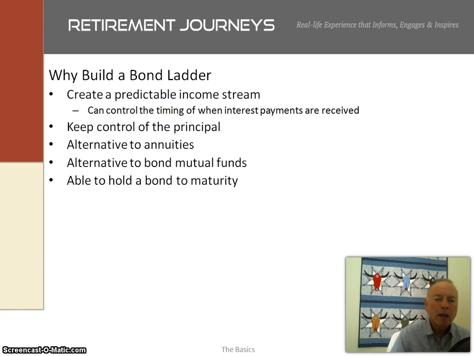And when it comes to bond mutual funds, I decided to opt out for several reasons. First, I'm able to hold a bond to maturity, and therefore no longer have to be subjected to the fund volatility created when other investors panic. And I have more control over the timing of my tax liabilities.